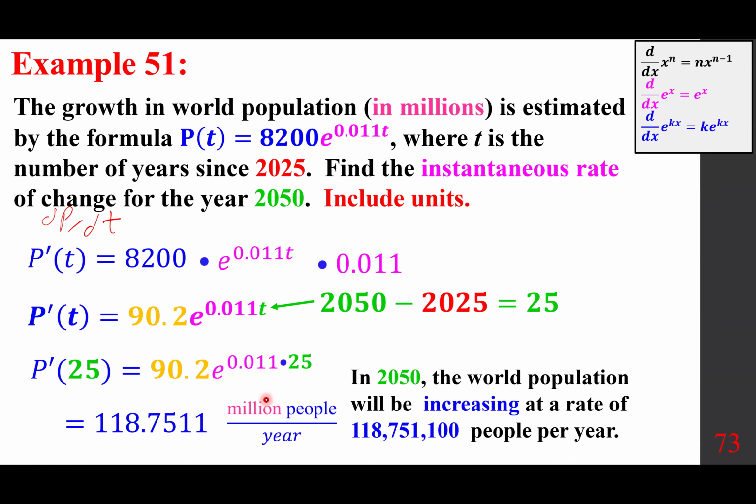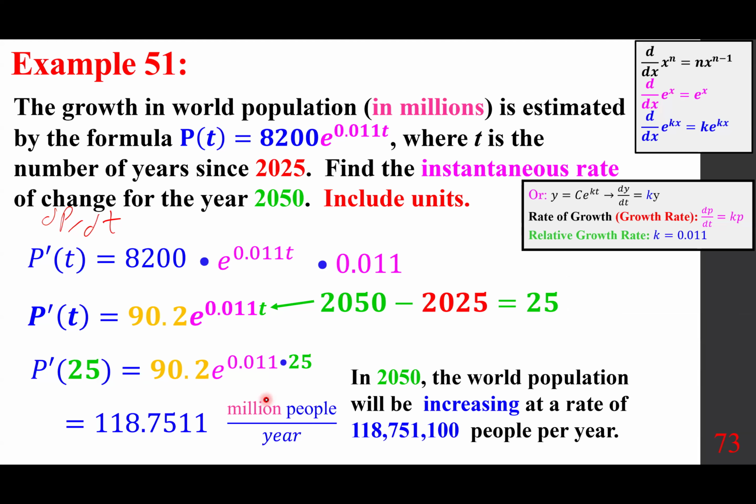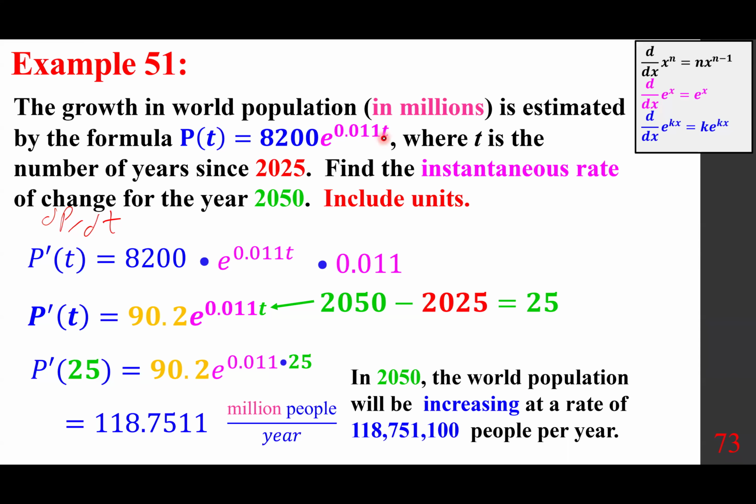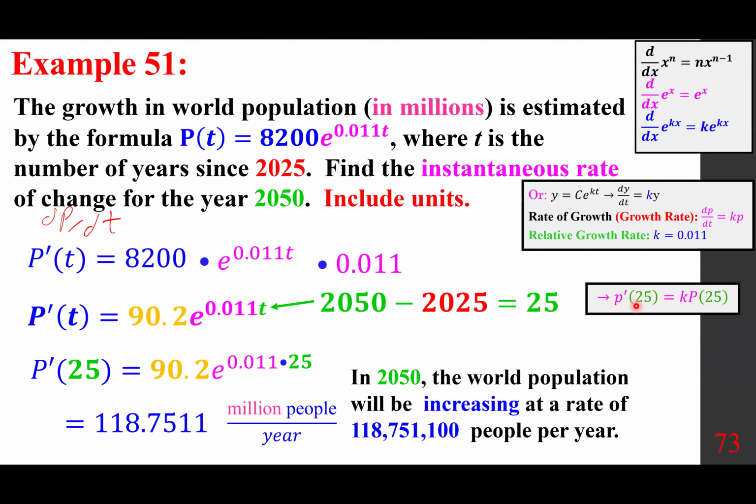Now, a couple of things I want to add here, everybody. Remember y equals c e to the power of kt. That means dy dt is ky. Rate of growth, or growth rate, is dp dt, which is k times p. Now notice, in this case, what is k? K is the coefficient of t, 0.011. Therefore, p prime of 25 is k times p of 25. Why 25? Because of the difference in number of years.